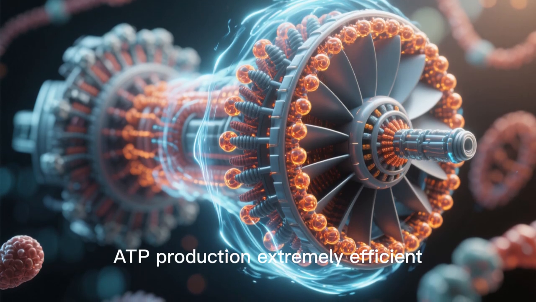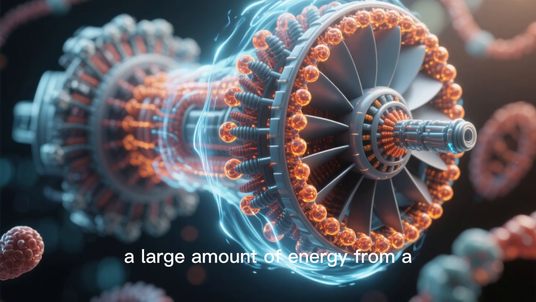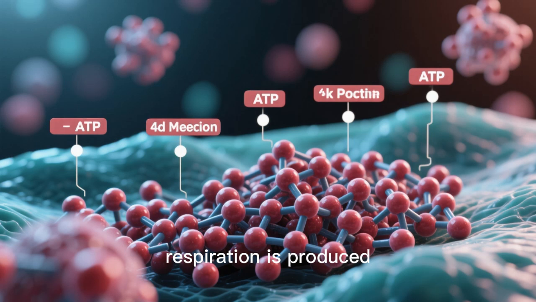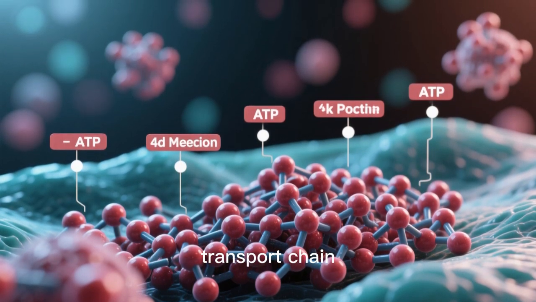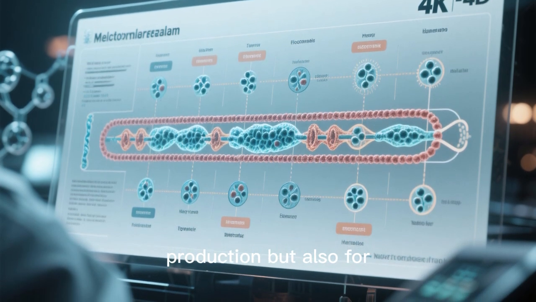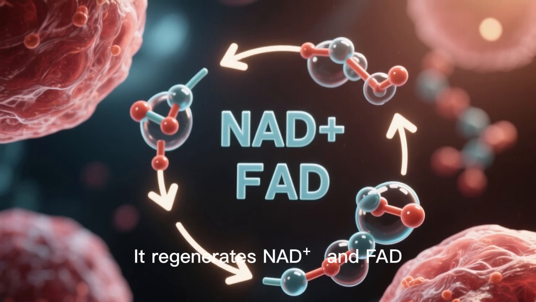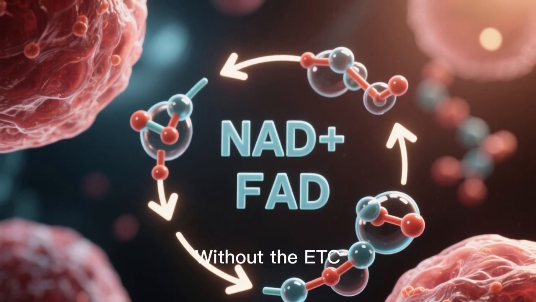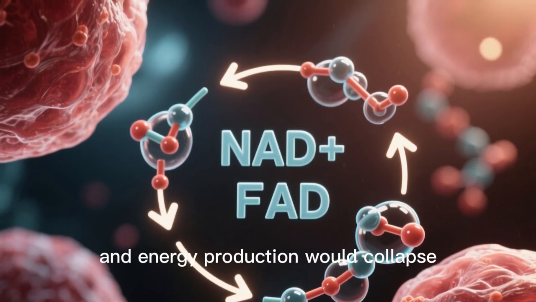This mechanism makes ATP production extremely efficient and allows cells to produce a large amount of energy from a single glucose molecule. Most of the ATP generated during cellular respiration is produced at this stage, highlighting the importance of the electron transport chain. The electron transport chain is essential not only for ATP production, but also for maintaining metabolic balance in the cell. It regenerates NAD and FAD, which are required for glycolysis and the Krebs cycle to continue. Without the ETC, these earlier stages would stop, and energy production would collapse.